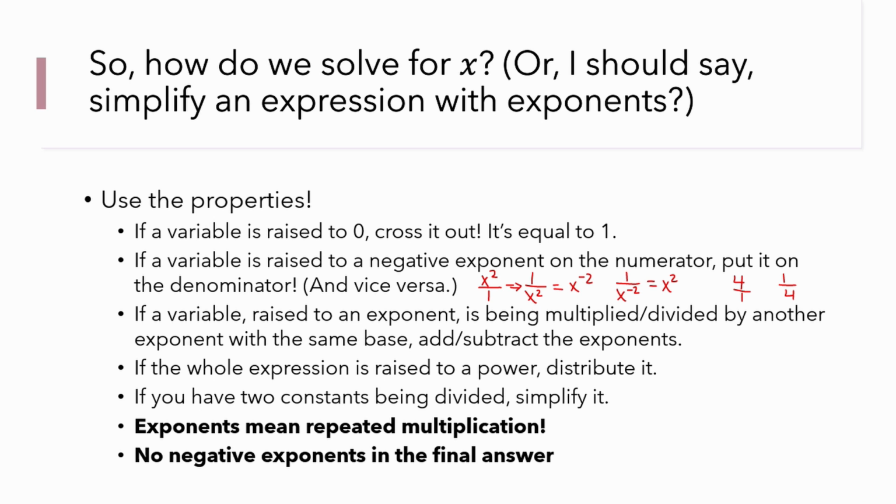If the whole expression or some part of the expression is raised to the power, distribute that power. This is the first thing you want to do. You want to use the power of a power property first before you use any other properties. And if you have two constants being divided, simplify that. It's like a fraction that you need to simplify. Two things to remember. Exponents mean repeated multiplication, so if you have addition and subtraction, you can't use any of the properties. And no negative exponents are allowed in the final answer.